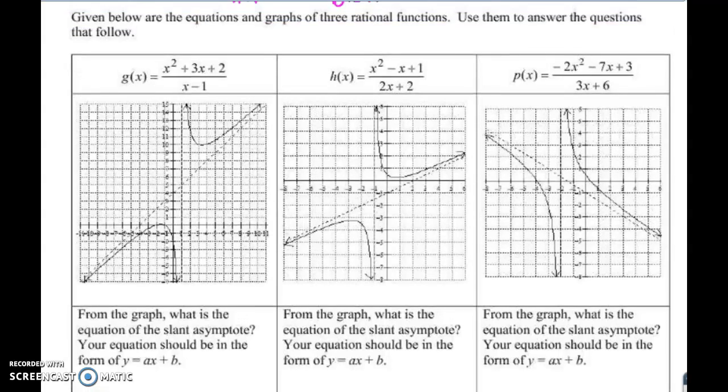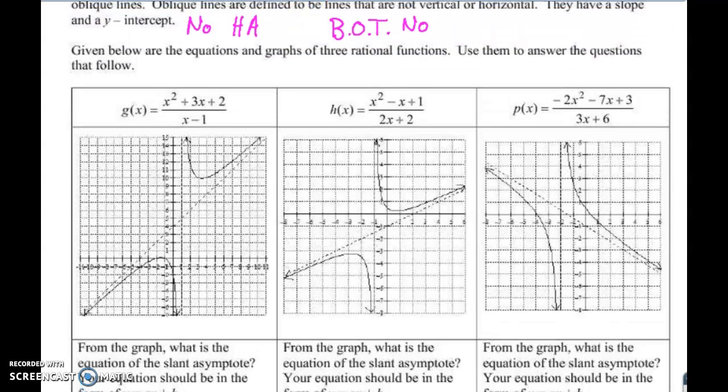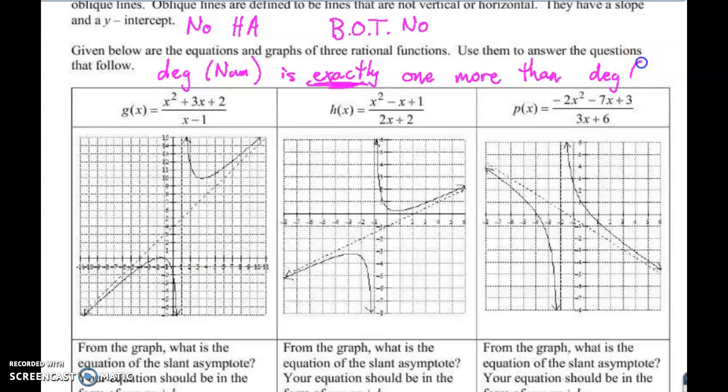But what you should see more specifically is that the degree in the numerator is exactly one more than the degree in the denominator. That's a big deal. So that's exactly what happens on this. Let me highlight it for you. So, one more.